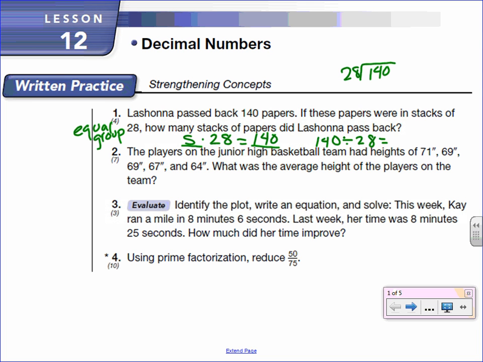Well, 30 would go into 140 about 4 times. So let's try 5. 5 times 8 is 40. 5 times 2 is 10 plus 4 is 14. So 140. So it goes in, and there are 5 stacks.